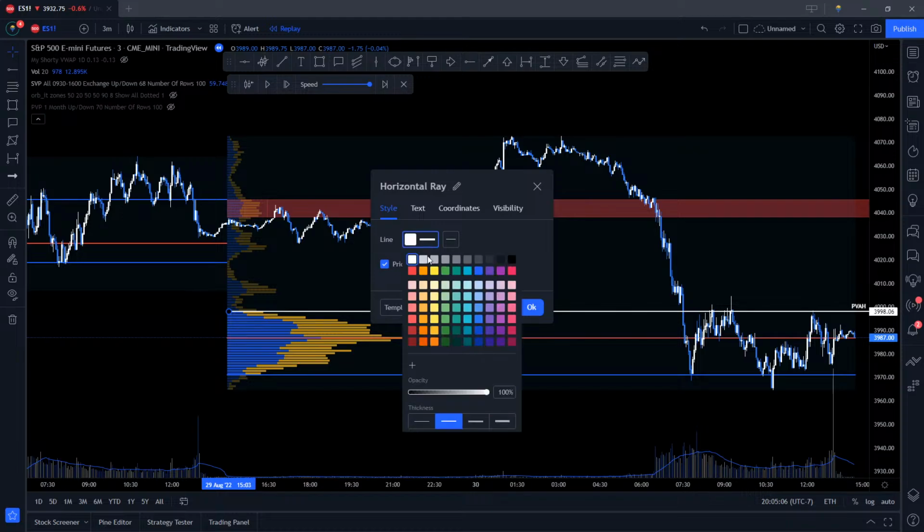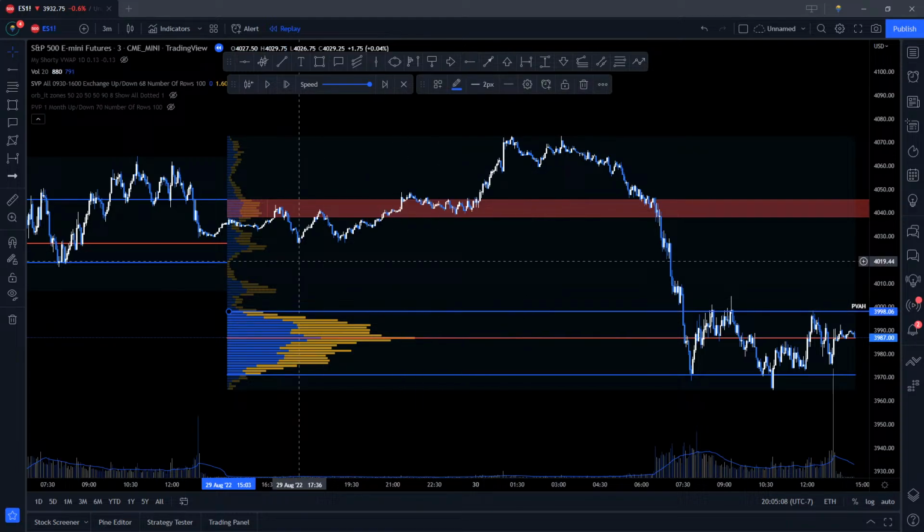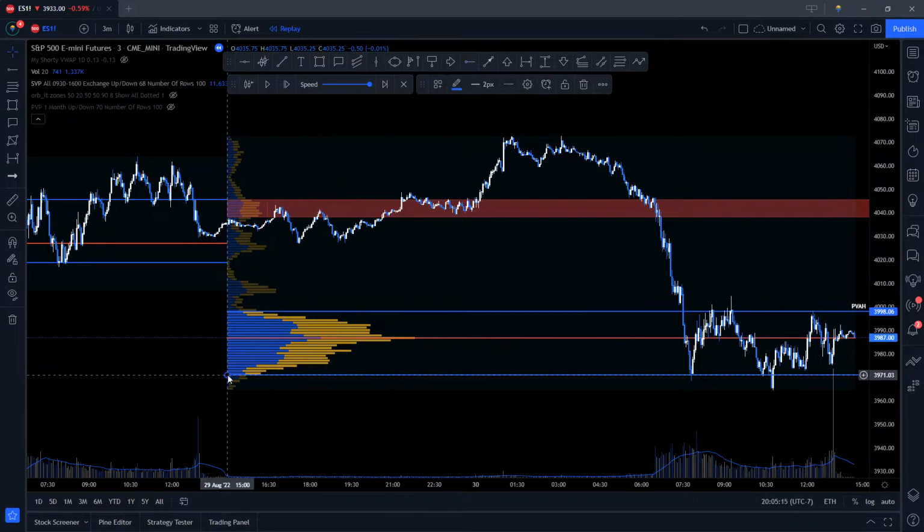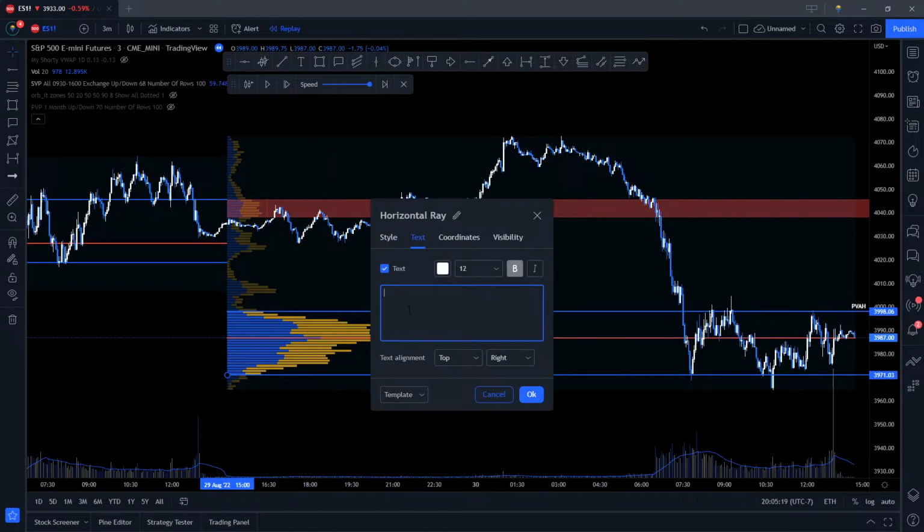Sorry, I'm so OCD about colors. That way I know what things are at a glance without really reading my labels too much.